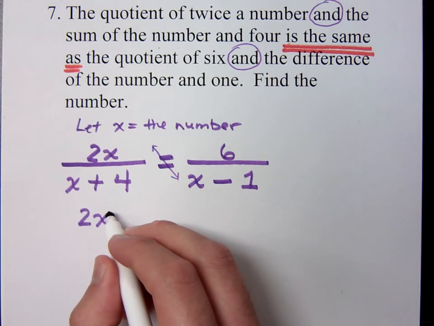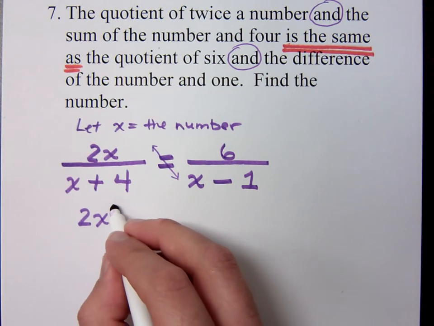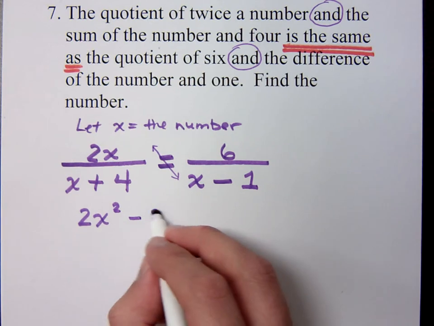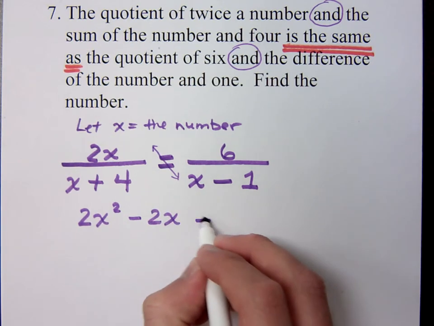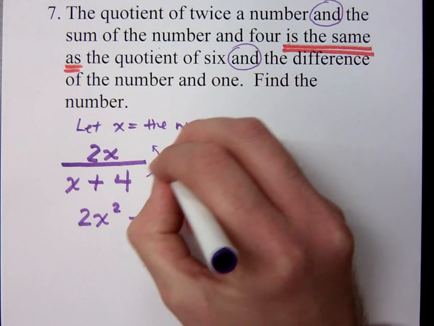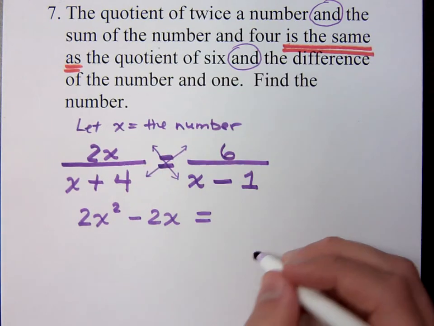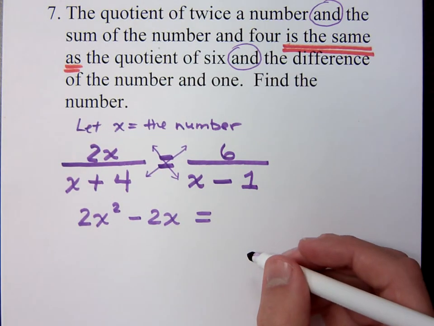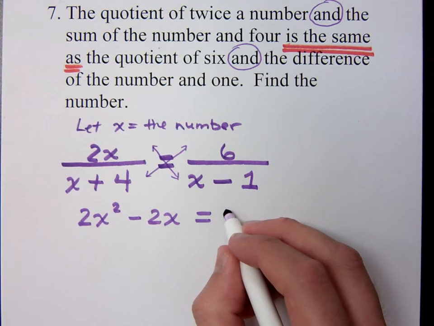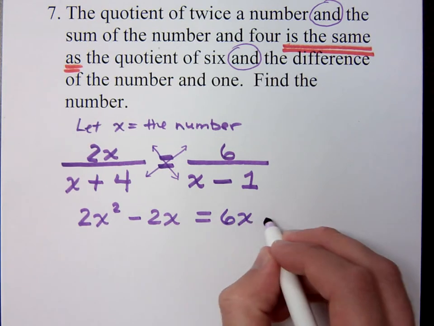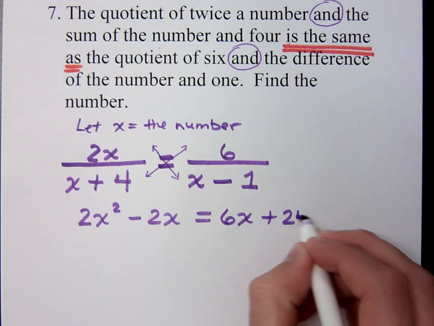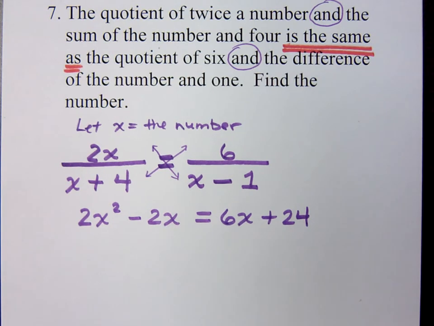Let's go ahead and multiply that out. 2x squared minus 2x. That cross product is equal to the other cross product of x plus 4 times 6. And what is that? 6x plus 24.